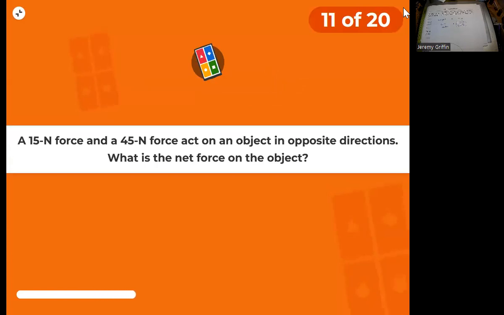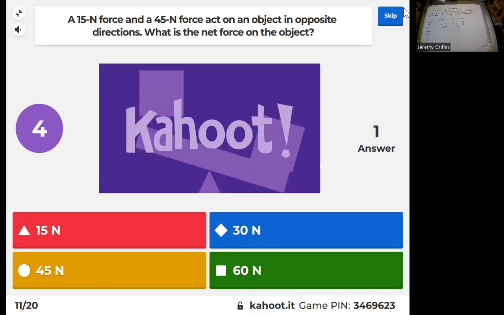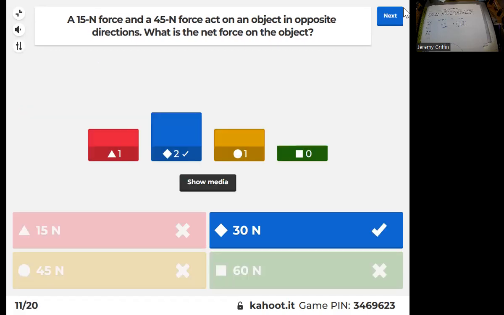All right, back up here. 15 newtons and 45 newtons act on an object in opposite directions. What's the net force? Yeah, 30 newtons. Okay, so opposite directions is key. So in that case, you subtract the magnitudes, right? 45 minus 15.